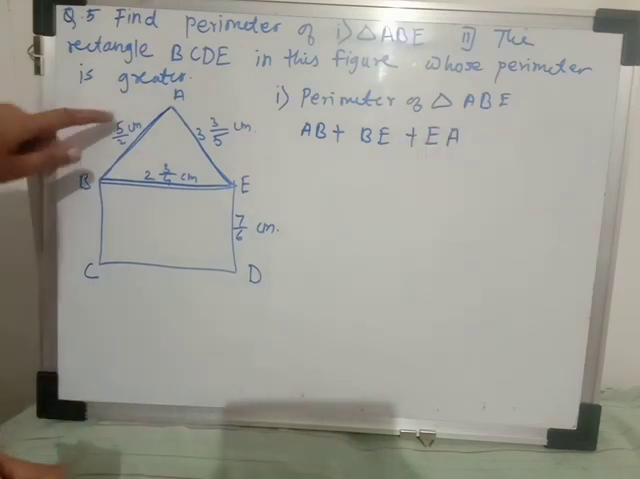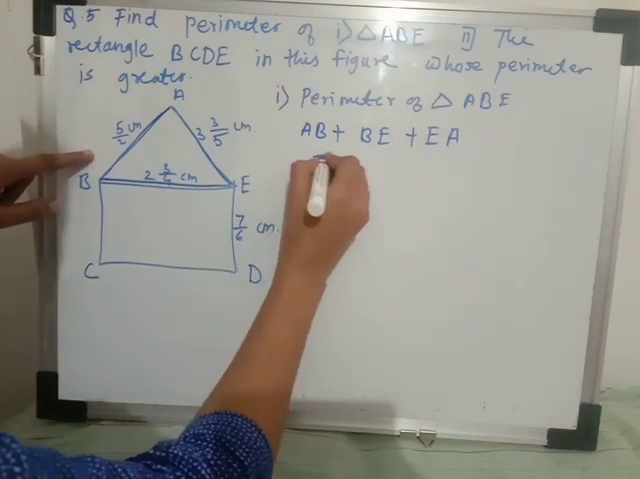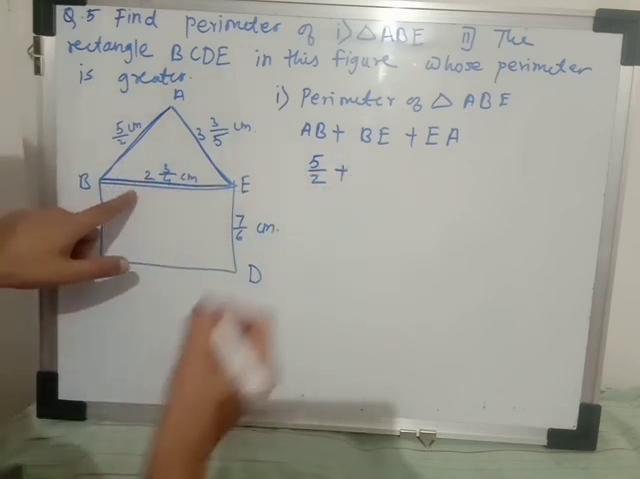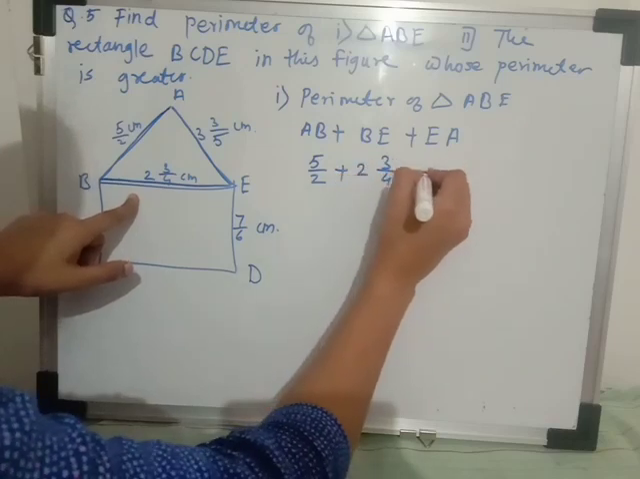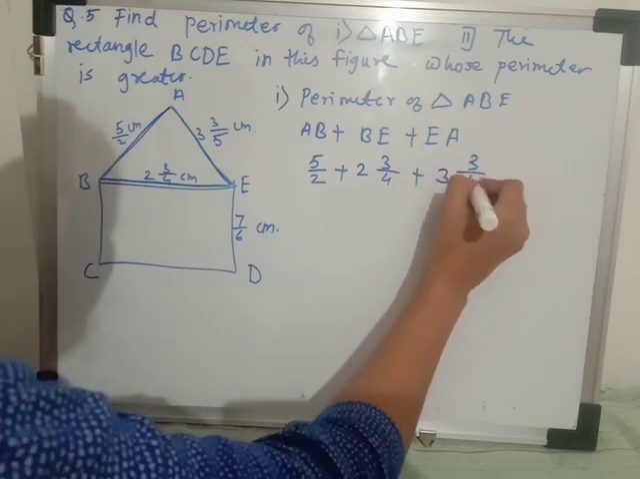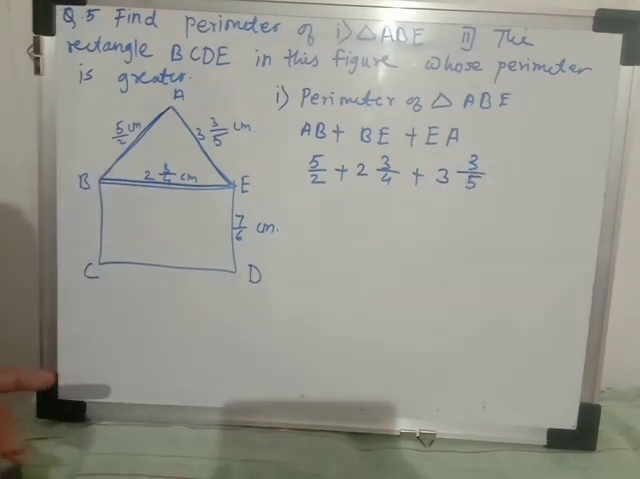What is the length of AB? That is 2 and 5 upon 2... that is 5 upon 2 centimeter, plus the length of BE, that is 3 upon 4, plus the length of EA, that is 3 upon 5. So this is the length of all the sides. Now we have to add them, but we can't because two sides are in the form of mixed fractions. So first we change them into improper fractions, then make their denominators the same, and then we can solve.